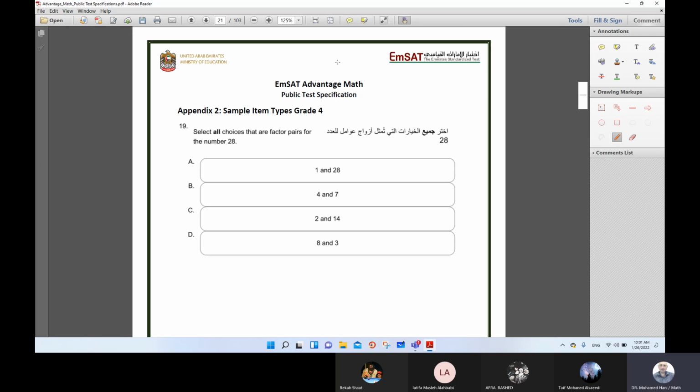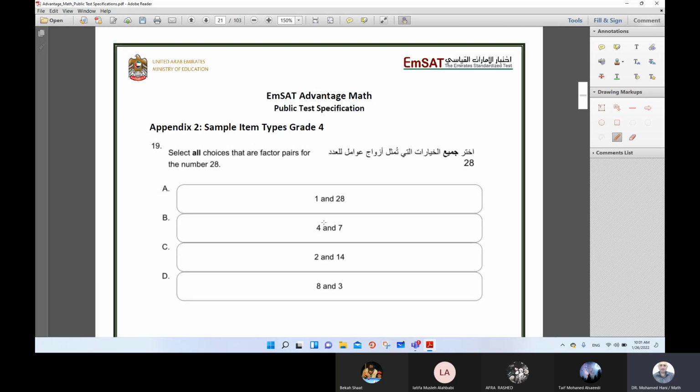Okay. Number 19. Select all choices that are factor pairs for the number 28. What are the factors of the number 28? We have 4 choices. Tell me please what is the right choice. Start please.